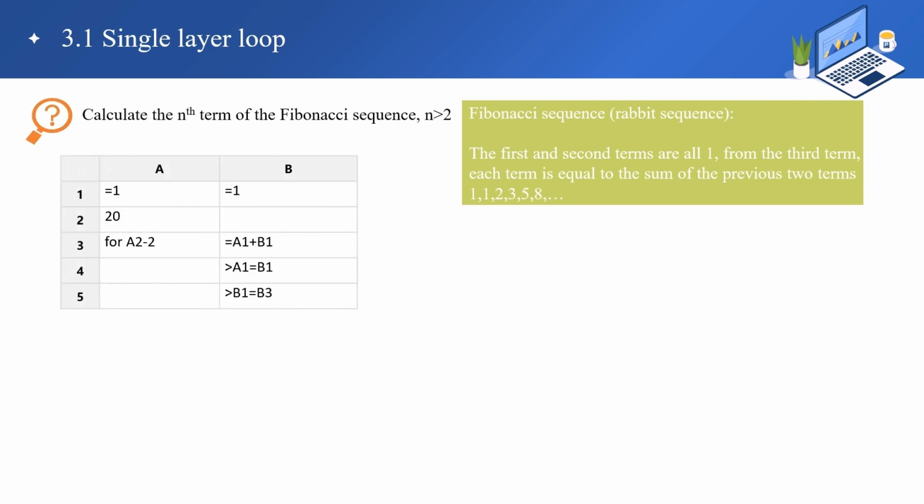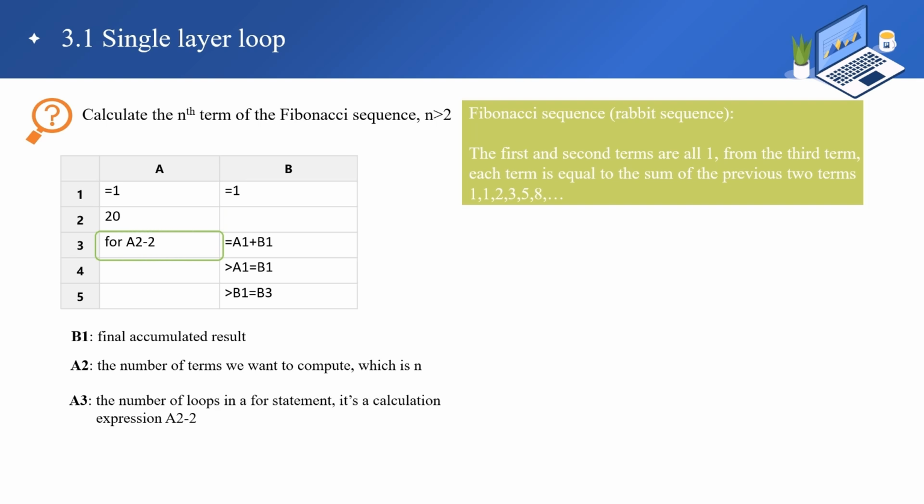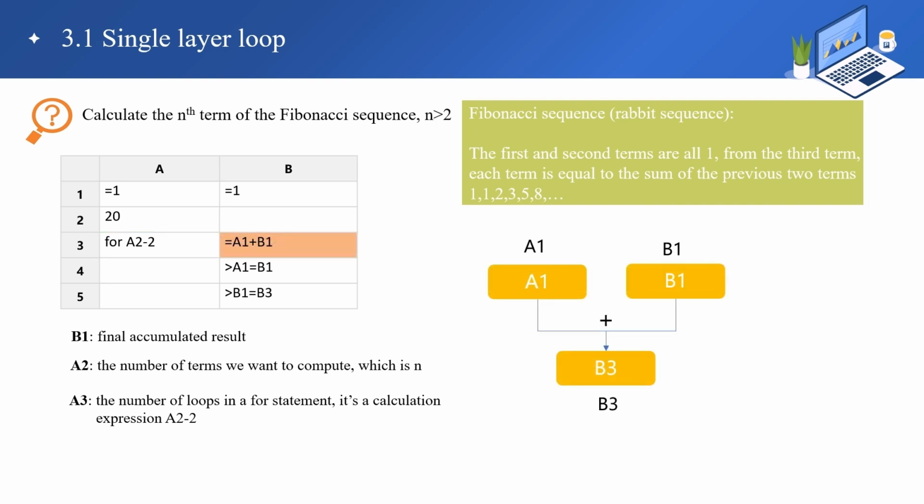Now let's calculate the nth term of the Fibonacci sequence, where n is greater than 2. B1 is the result we need. A2 is the number of terms we want to compute, which is n. The number of loops in a for statement is not always a constant, but can also be a calculation expression, A2 minus 2. Because the first 2 terms already exist, we only need to calculate n minus 2 times.